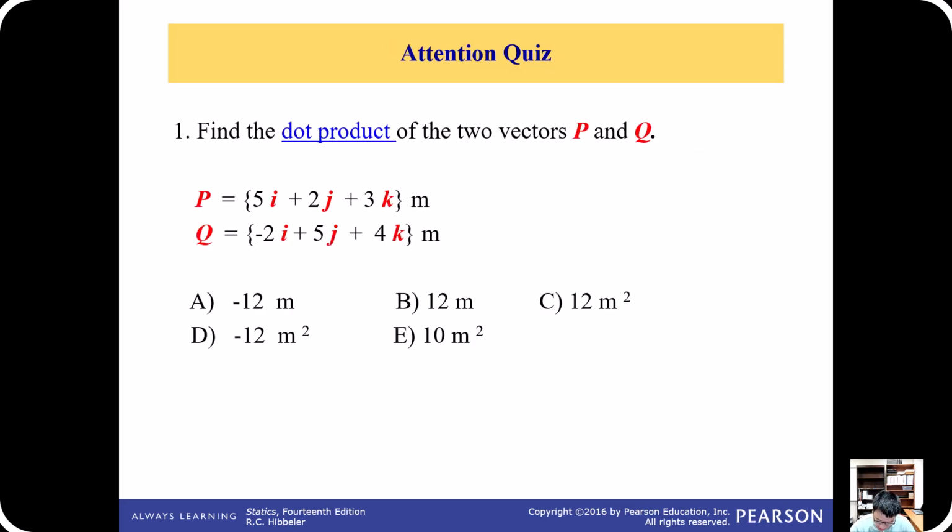The quiz for today. What's the dot product of the two vectors P and Q? We know P is 5i plus 2j plus 3k, and Q is minus 2i plus 5j plus 4k. The answer becomes P·Q equals 5 times negative 2, plus 2 times 5, plus 3 times 4. Negative 10 plus 10 plus 12. The answer becomes 12, which means the answer will be C.